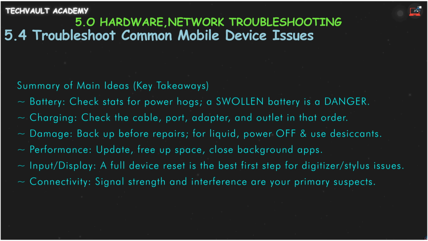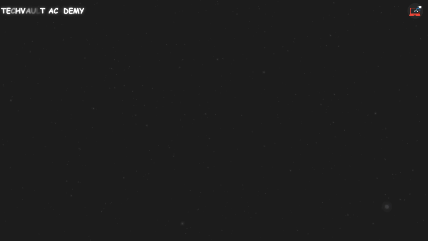And for connectivity problems, remember that signal strength and interference are your primary suspects. That's your rapid review of mobile device troubleshooting.